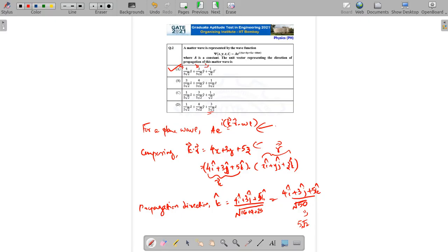The z component is 1 by root 2, which is true. Okay, so that's how you get the propagation vector. You just compare with the standard form, e to the power i k dot r, then find out what is k.